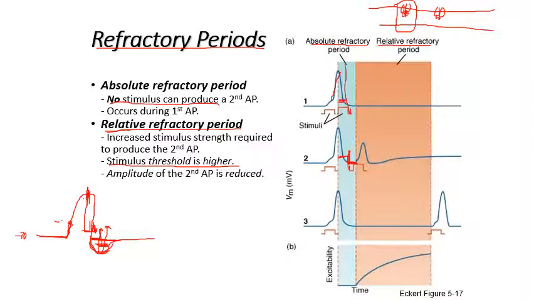So in absolute, the inactivation gates are in play. So I cannot open the channels, I cannot have an action potential. In relative refractory period, the channels have reset. My membrane potential is still in the hyperpolarization phase, and therefore I have to have a greater stimulus to make the second action potential take place.